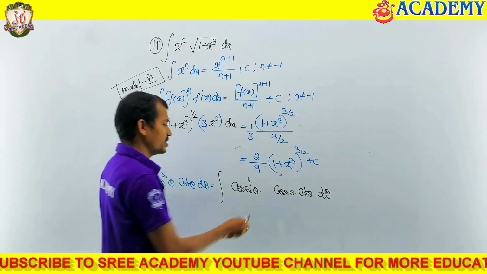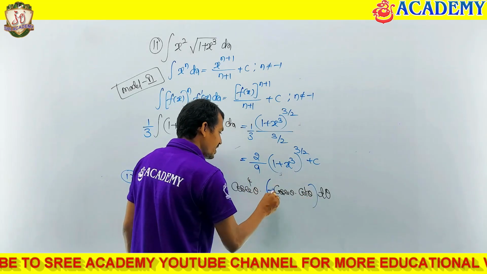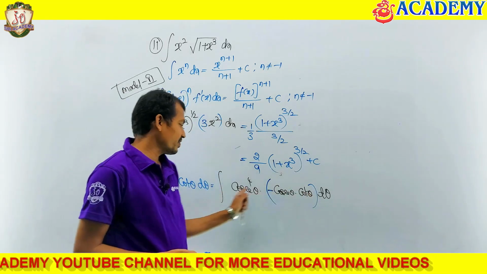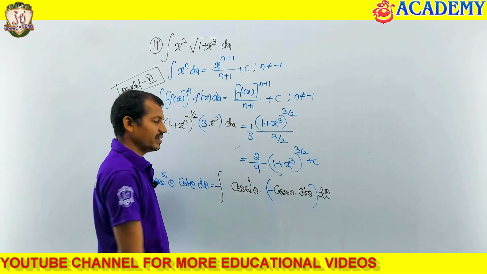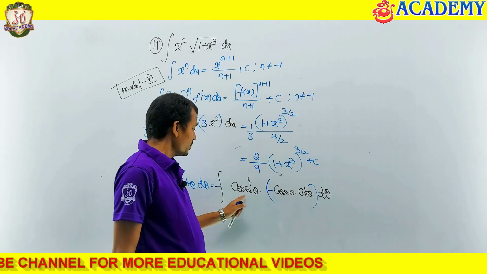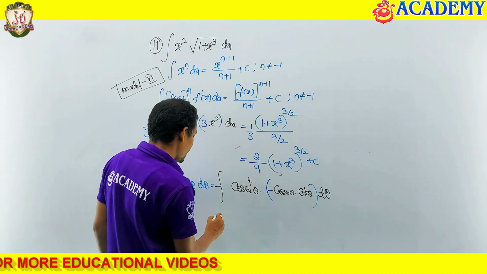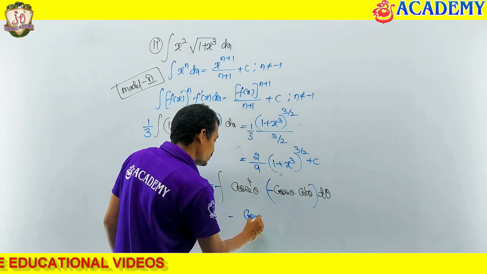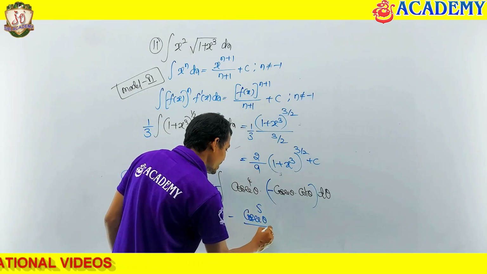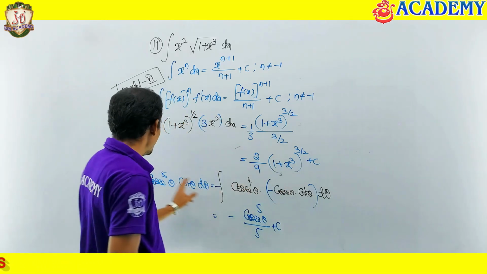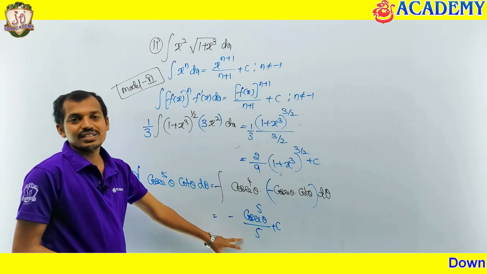Same, modifying the question indirectly, but we didn't have the derivative. We want minus cosecant theta into cot theta as the derivative of cosecant theta. That's why I am multiplying and dividing by minus. Now it is f of x whole to the power of n into f dash of x, so simply minus cosecant to the power of 5 theta divided by 5 plus c. Why? Because 4 plus 1 is nothing but 5. In the question there is also 5, and in the answer there is also 5.